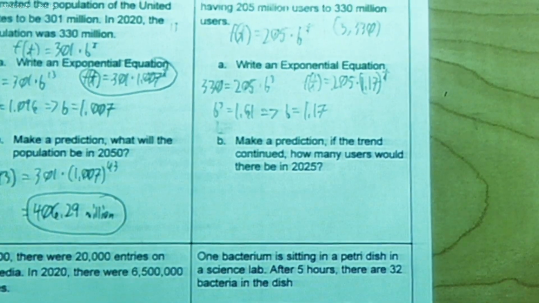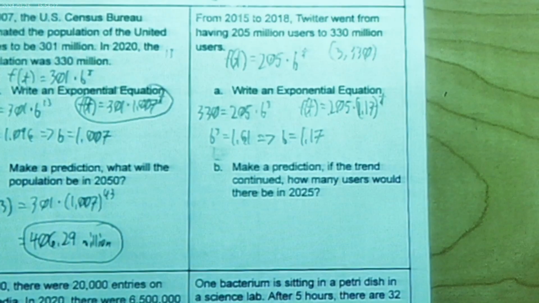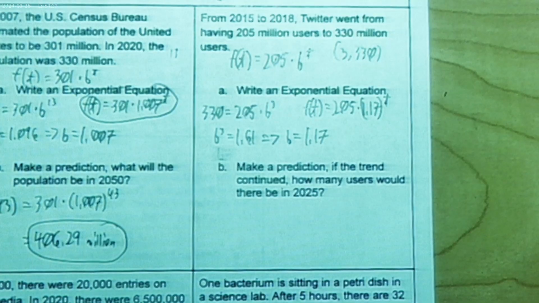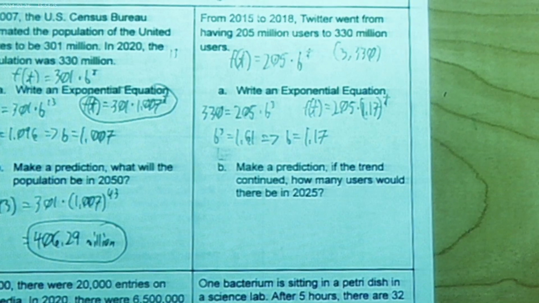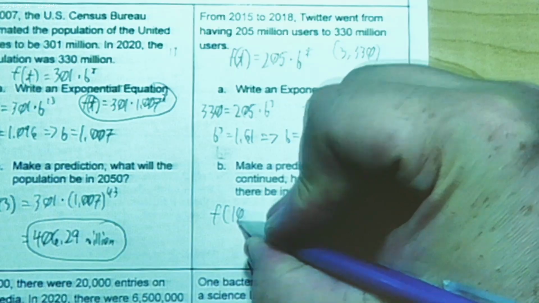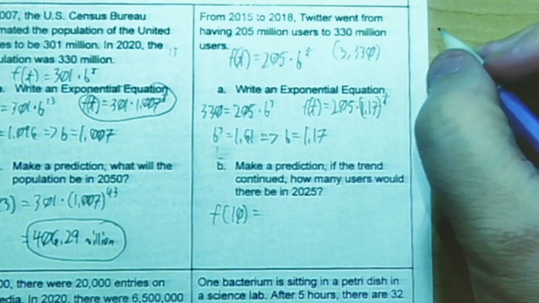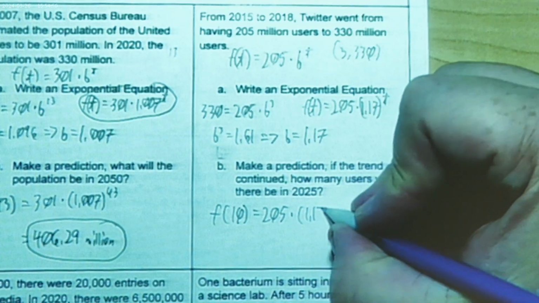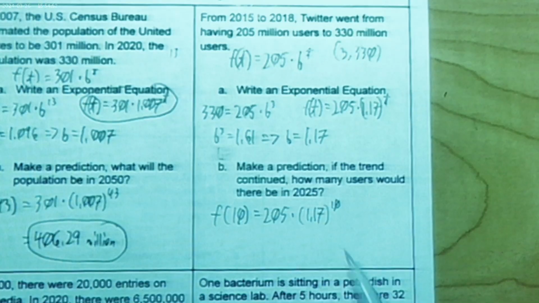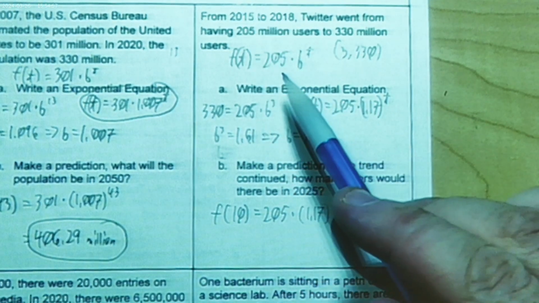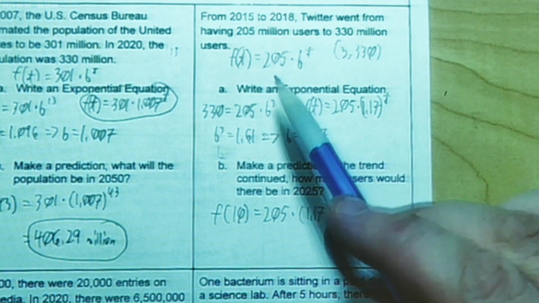So make a prediction: if the trend continues, how many users will there be in 2025? If we're looking at 2025, the passage of time is going to be 10 years. The first one was 3 years, and that's what we used to get b. Now we're just going to evaluate this function at 10 years, which is 205 times 1.17 to the 10.